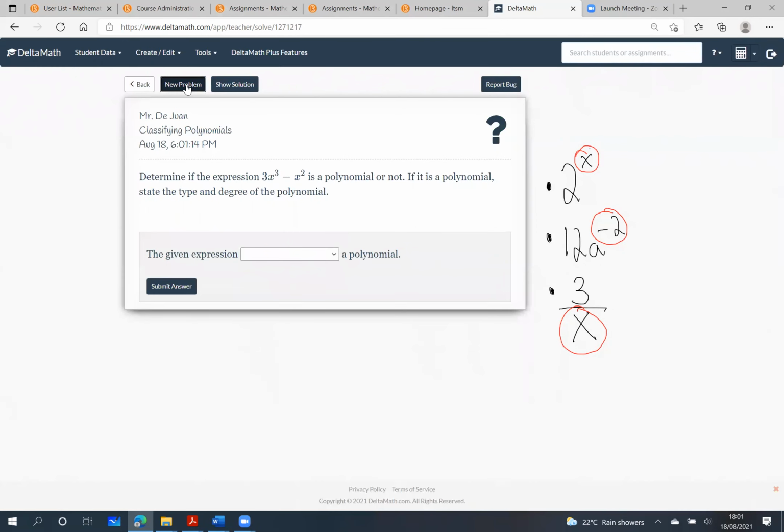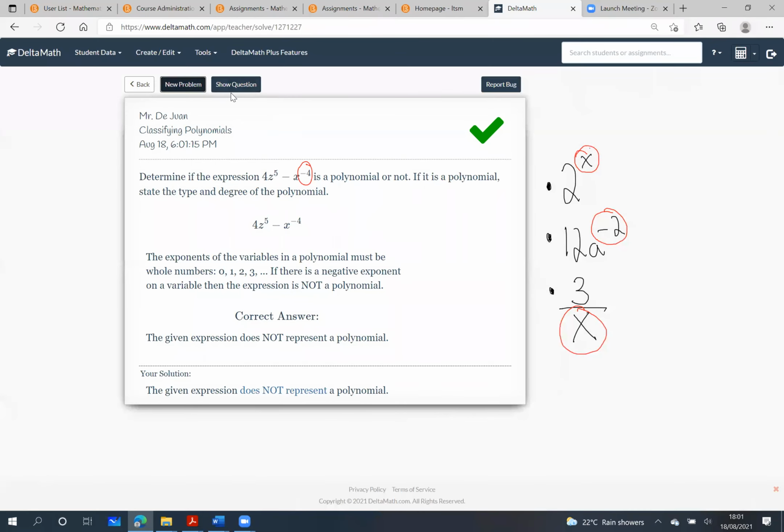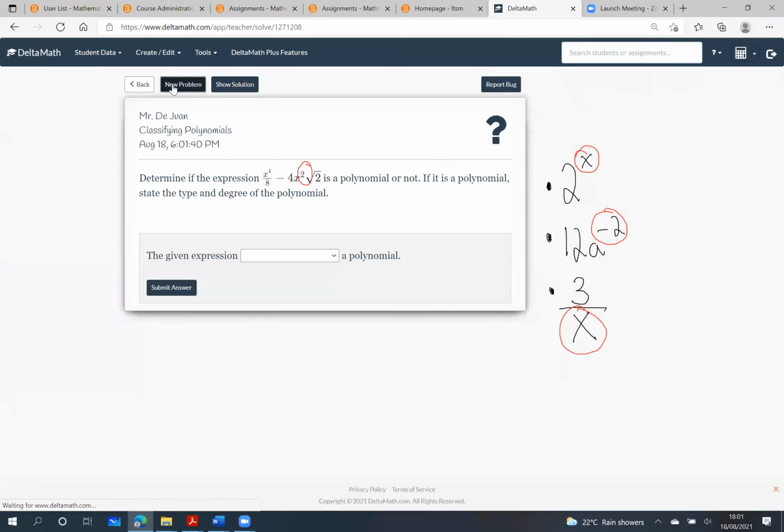Let's look at one more. This is very similar to the old one. Here, this one's a good one. What's one of the rules that we have? One of the rules is that we cannot have a negative exponent. So we say that this does not represent a polynomial. Let's look at one more maybe. This one's a good one.